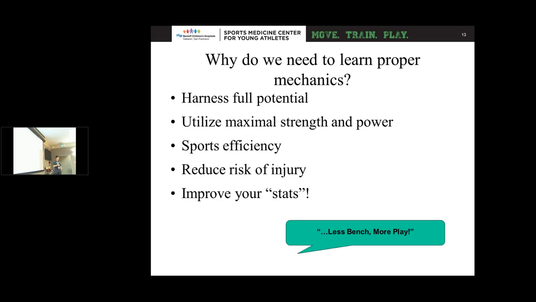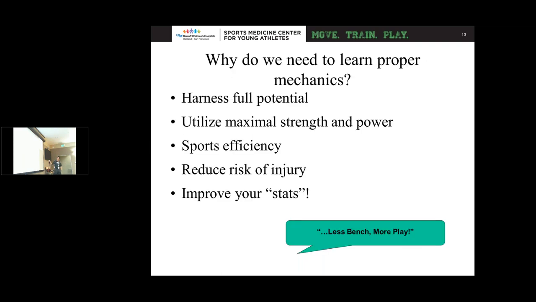So part of decreasing the injury rate is learning proper mechanics, right? And when we learn proper mechanics, we can get our full potential. You might be working at only a small percentage of your actual capacity when you're on the court. So you can actually get that full potential. You can utilize more of your strength and your power. You're more efficient in your sport, you reduce your risk of injury, and you improve how you play, your stats. Jump higher, run faster, then you're probably going to spend less time on the bench and more time playing, which we all strive to do.